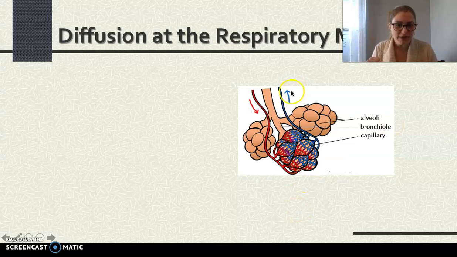We should have this arrow going in the opposite direction because blood going into the lungs is going to be deoxygenated. It is going to pick up oxygen and then it is going to flow out. So Google Images is not always correct. These arrows should be flipped.